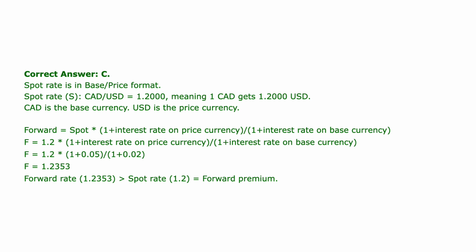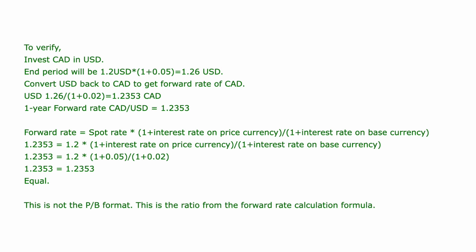Identify base versus price currency correctly. In CAD/USD, CAD is the base and USD is the price. Since the forward rate, 1.2353, is higher than the spot, 1.2000, this indicates a forward premium driven by the higher interest rate in the price currency. USD at 5% versus CAD at 2%. Investing in USD yields more when converted back to CAD, which matches the forward rate calculation. This reinforces that the premium arises because the price currency's interest rate is higher.